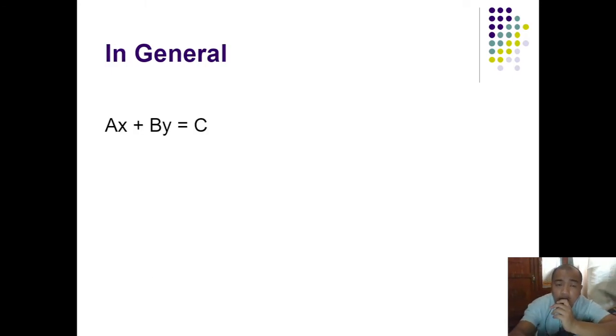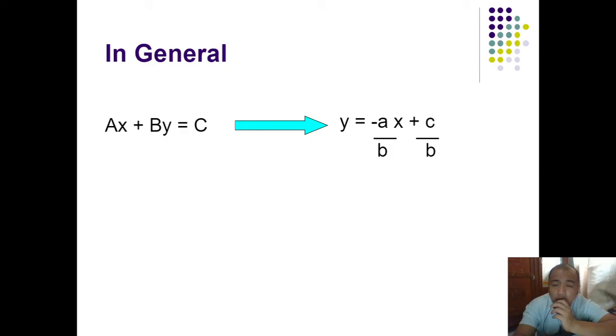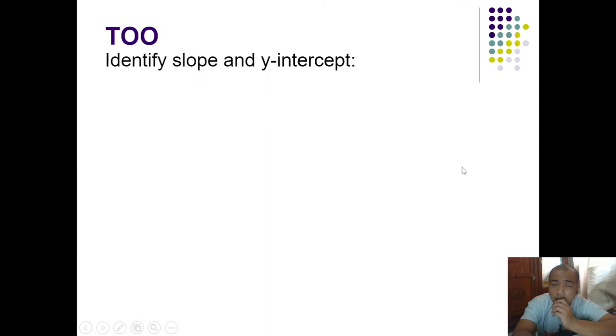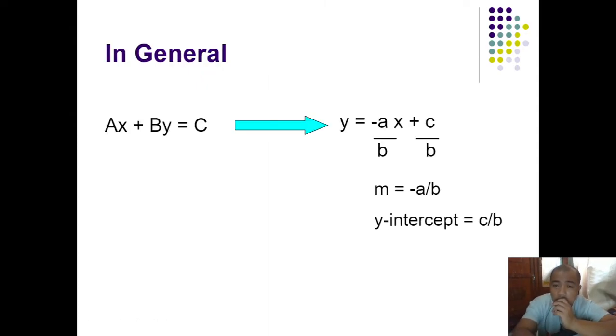So in general, ax plus by equals c is equal to negative a over b x plus c over b. From here we can determine the formula for slope: negative a over b. Y-intercept is c over b. So okay, diba? If you divide all terms by b, magiging ganito: y equals negative a over b x plus c over b. So what's the slope? Negative a over b. Y-intercept is c over b.